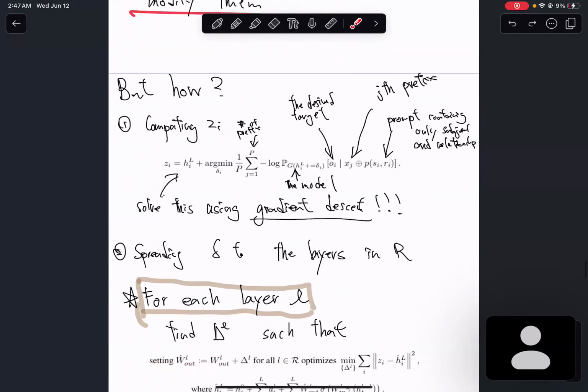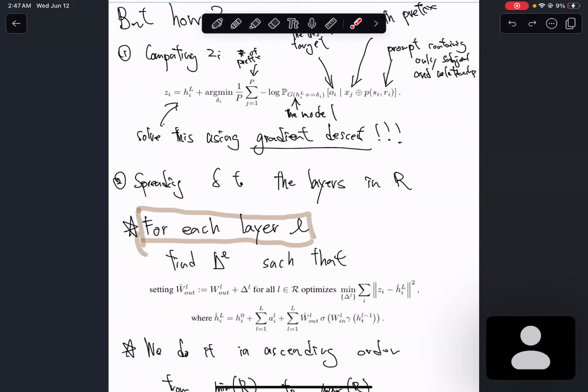So how do they do it? First, we need to know how zi is found. zi is found by this equation. How do we find this? We don't really solve this one in a closed form. We use gradient descent. That's what it says in the paper.